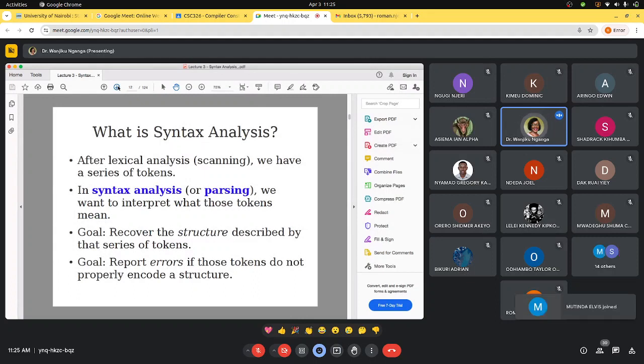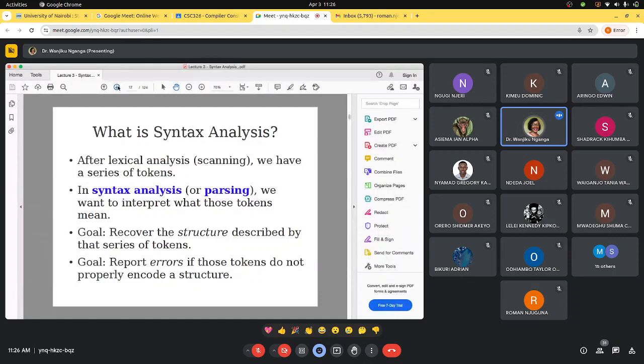After scanning, which is the lexical analysis, we generate a series of tokens. The role of syntax analysis is to interpret what those tokens mean. By saying we're interpreting, basically, there are two goals here. The first one is to identify the structure that is described by the series of tokens. Here, of course, the question is, are we able to generate, from the start symbol of that CFG, a parse tree, showing which non-terminals and terminal symbols have been used up to when we get the leaves at the bottom of the tree.